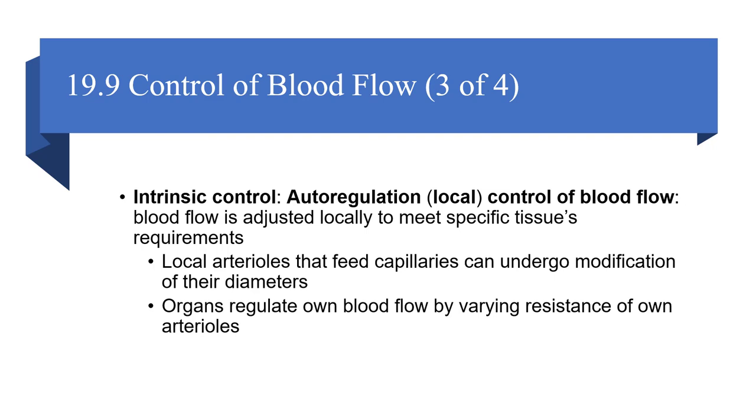Now, local arteries that feed the capillaries can undergo either vasoconstriction or vasodilation. They modify the size of their diameters in order to provide more blood, or vasoconstriction in order to limit the flow of blood in a particular tissue. Organs regulate their own blood flow by varying resistance of their own arterioles.